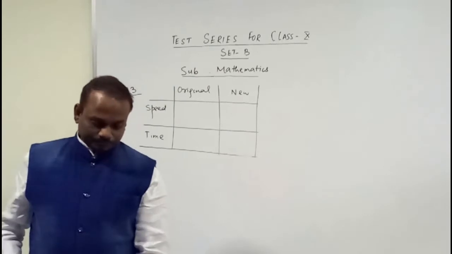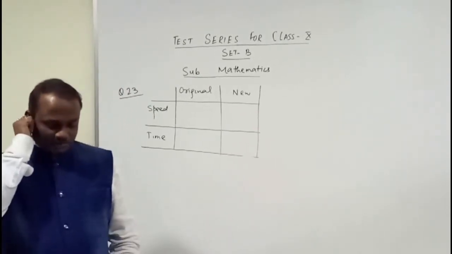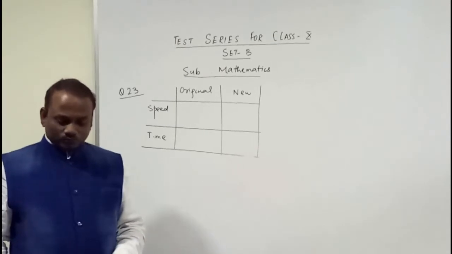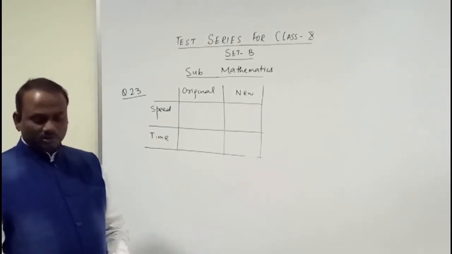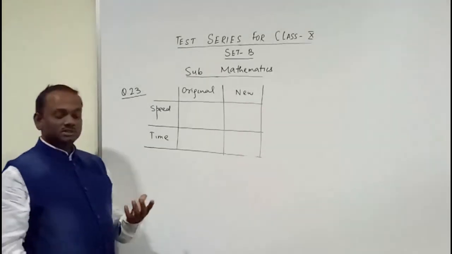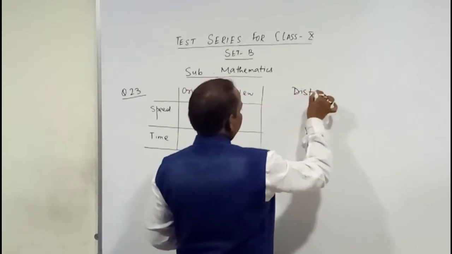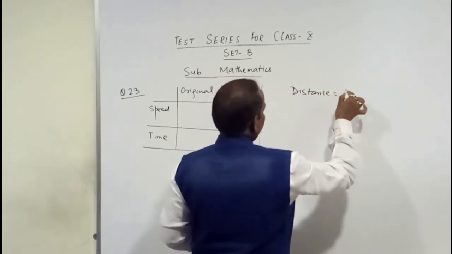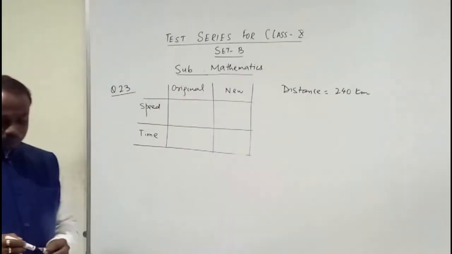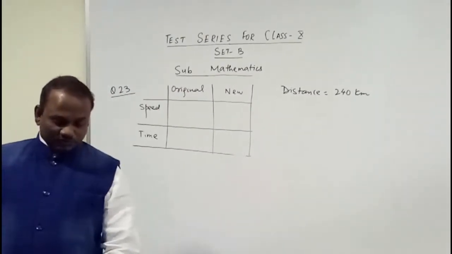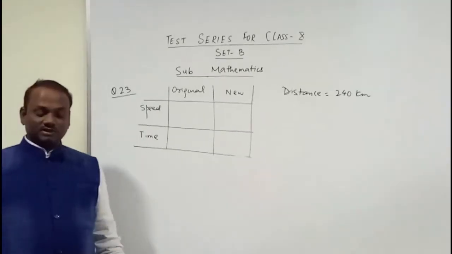Now let's read the question once again. A man drives his car on a highway where the speed limit is 60 km per hour. He has to cover a distance of 240 km at a uniform speed on this road. So distance is fixed. Distance is 240 km, I will mention over here. The distance travelled is 240 km. Now, if he increases speed by 20 km per hour, he can reach his destination 1 hour earlier.